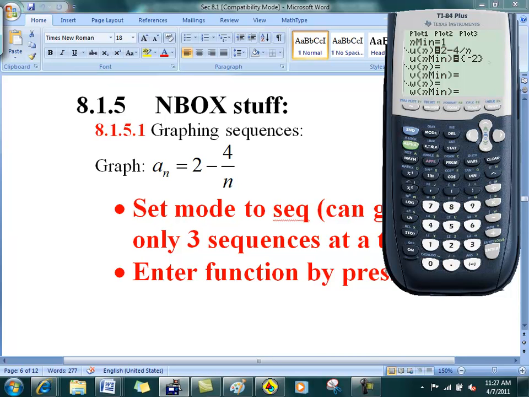So everybody with me on that? I think it automatically does that. Yeah, it already gives you the curly braces. And then if you graph that, you should see a bunch of dots. You should see a bunch of dots.